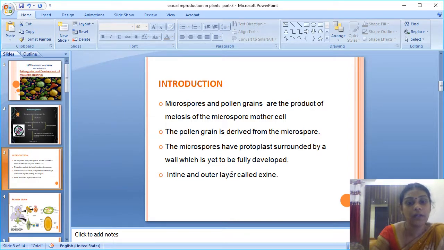If you see the pollen grain, it has dense protoplasm with a centrally located nucleus. The microspore has protoplasm surrounded by an undeveloped wall. But the pollen grain has good cytoplasm, well-dense protoplasm with a centrally located nucleus. The wall has two layers: the intine is the inner layer, and the exine is the outer layer.